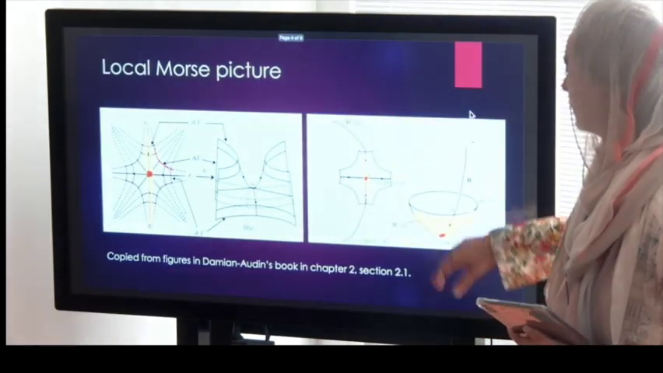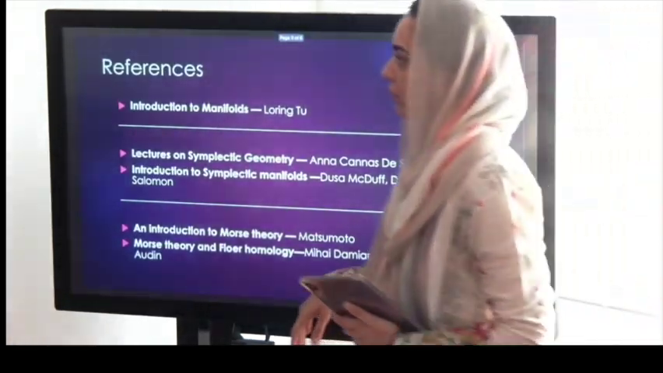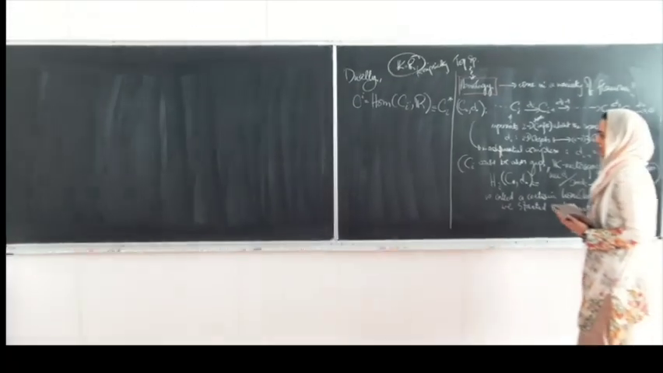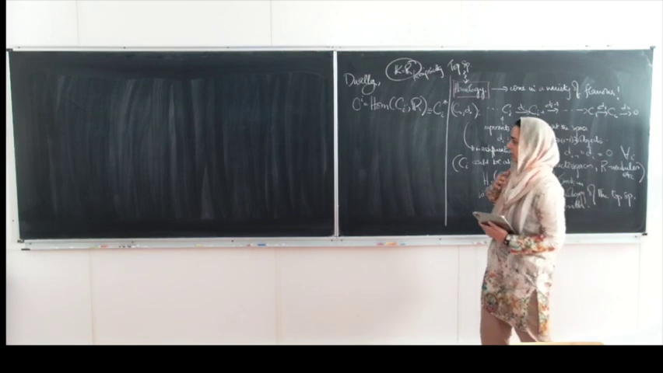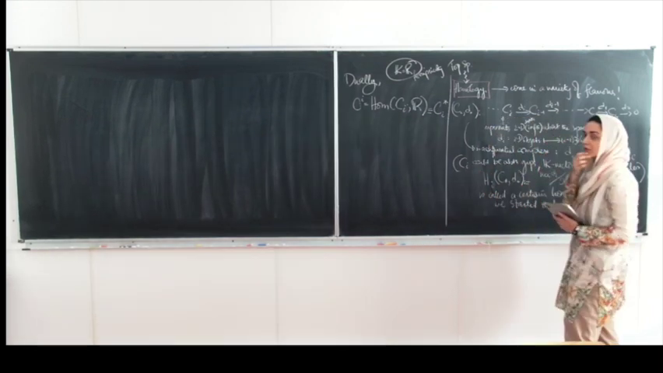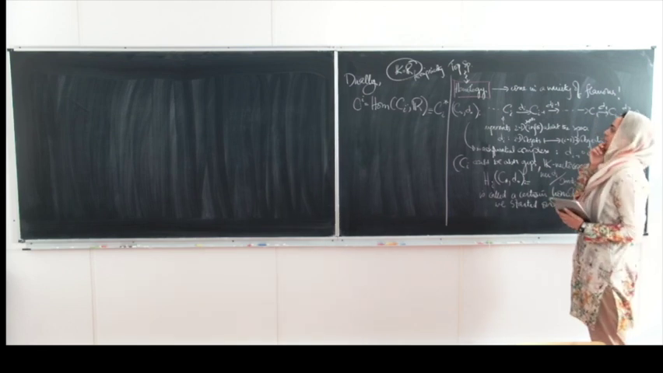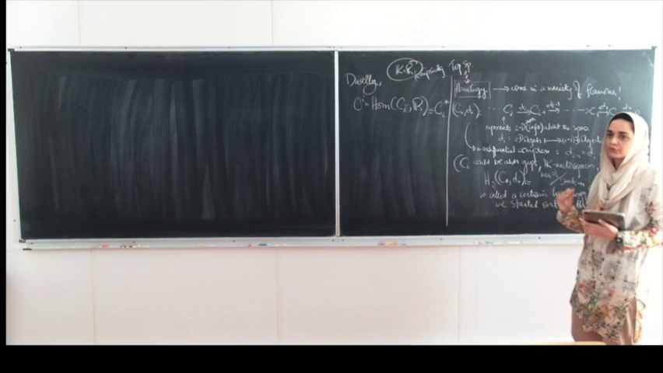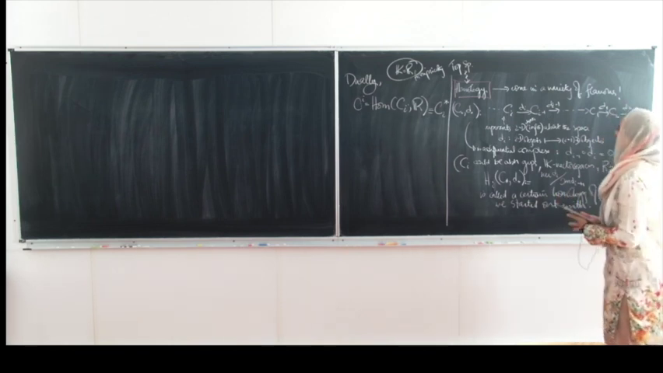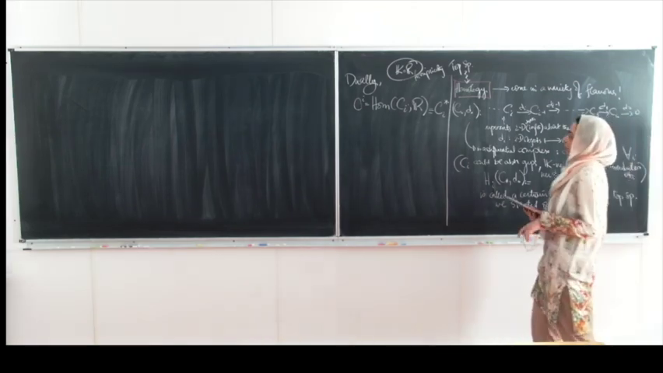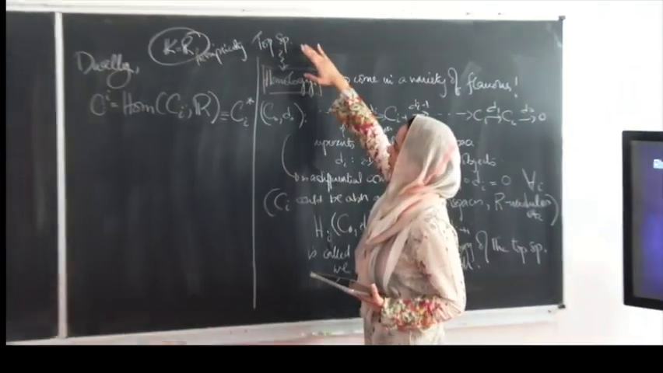Okay, so we can look at the references again. Now we start with Morse theory, because I want to eventually tell you what Morse homology is. Before I can do that, I need to tell you, maybe very quickly in a few minutes, something about homology. Homology is an invariant that you associate to a topological space.